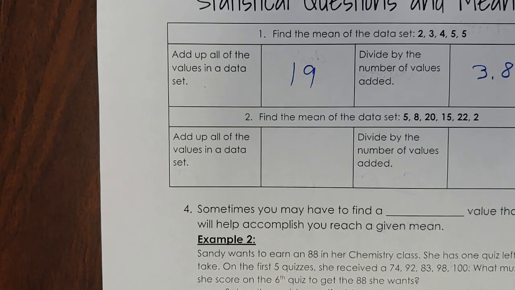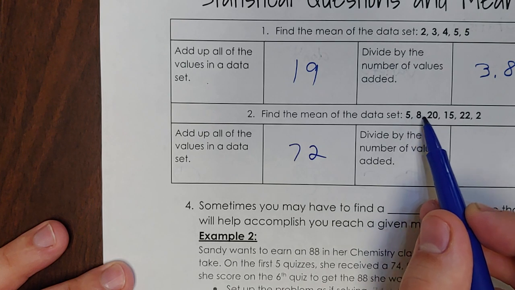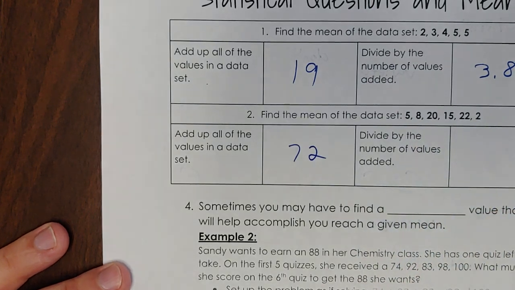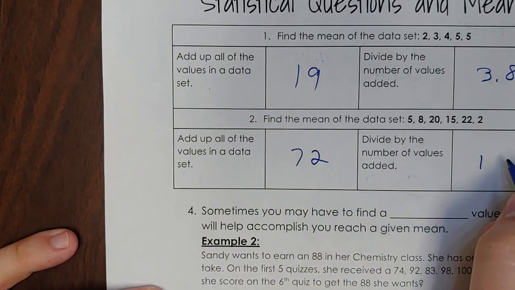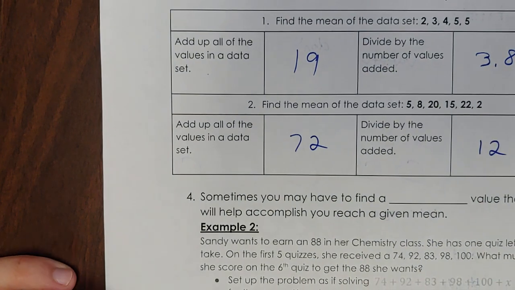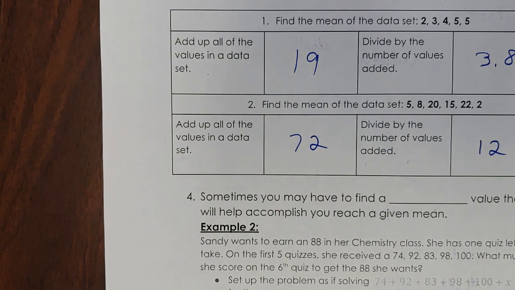Yes, 72. Thank you. And then how many numbers do we have? We have 1, 2, 3, 4, 5, 6. So divide. 72 divided by 6 is what? 12. Awesome. So the average of this data set is 12.